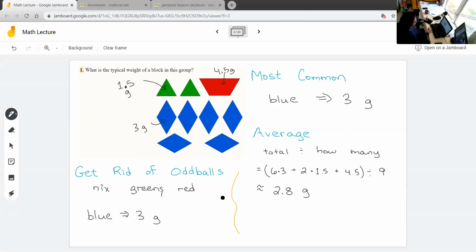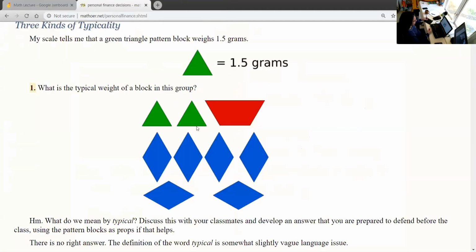So these sort of agree, but not quite. And we can't really say from the sake of English language that one of these is more right than the other. We just want to be clear about which kind of typical we're talking about. Okay, let's keep going.